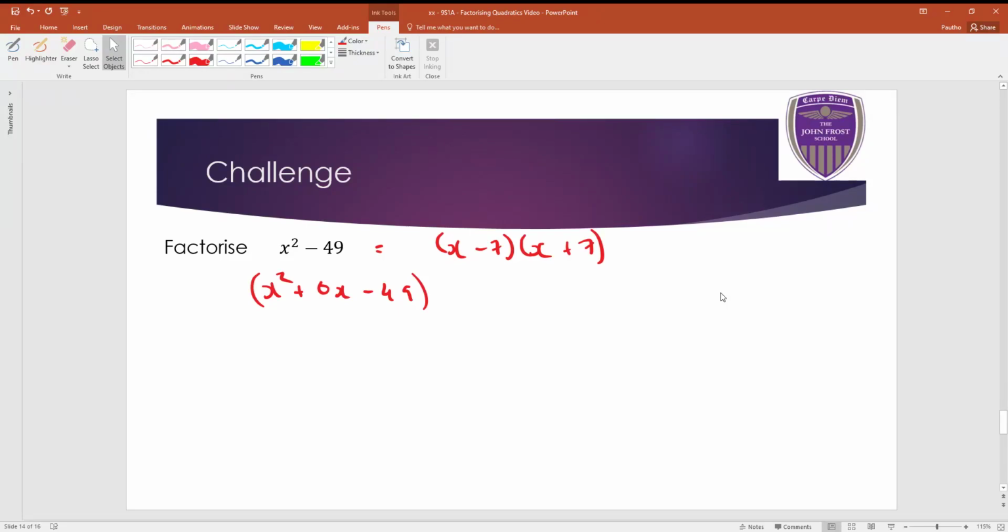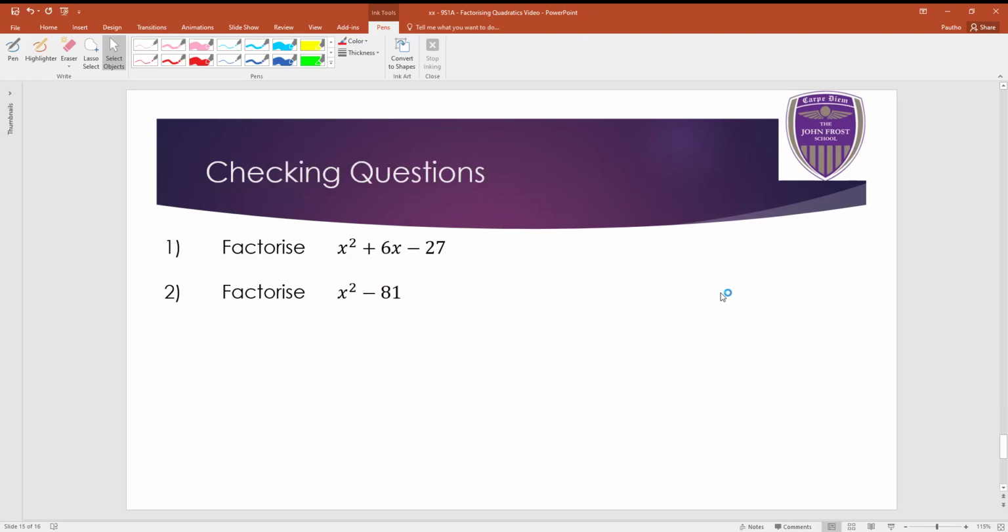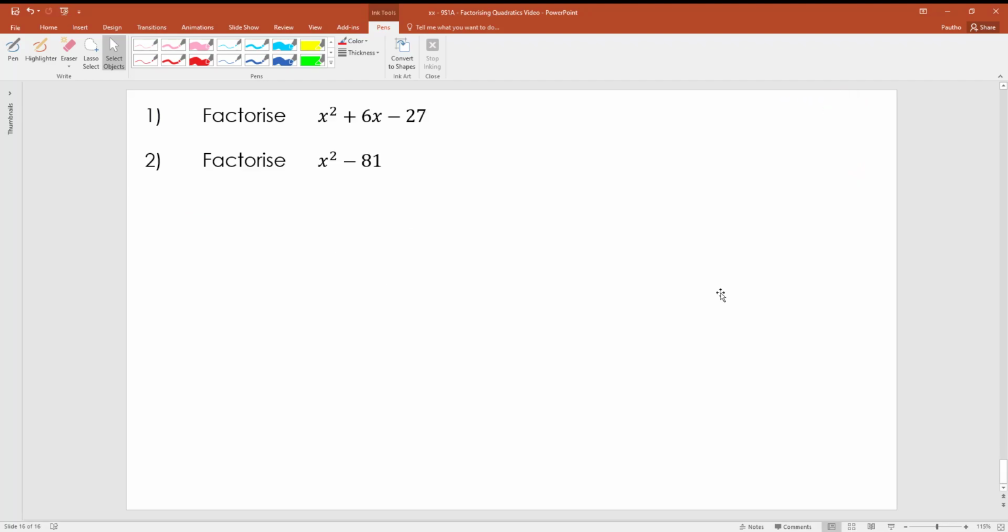And then next comes the checking question. So pause the video, have a go at both of these, and come back when you're ready for the answers. Okay, welcome back. So these are more tricky. They hint at the next step.